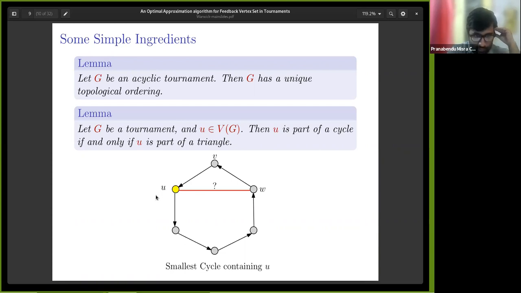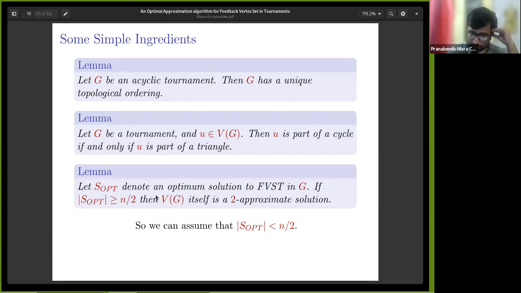The third thing we need is a trivial observation. Consider the instance that is given to you, and let's say SOPT is the optimum solution to this instance. Now, if SOPT already contains at least half the vertices, then you know that the entire vertex set is a 2 approximate solution, right? Therefore, we can assume that the optimum solution has at most n by 2 vertices. Here n is the number of vertices, right? So we can assume that the instance we're dealing with satisfies this condition. I guess we will see later how to get this for free.